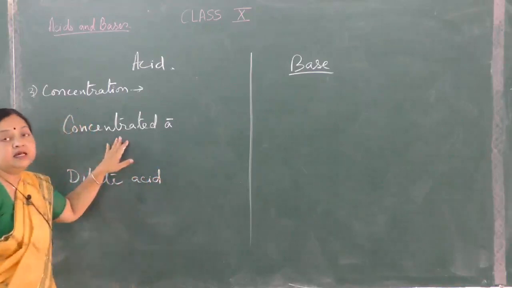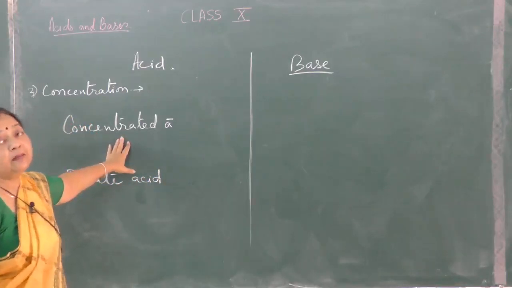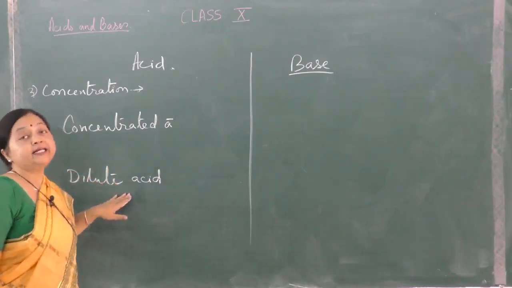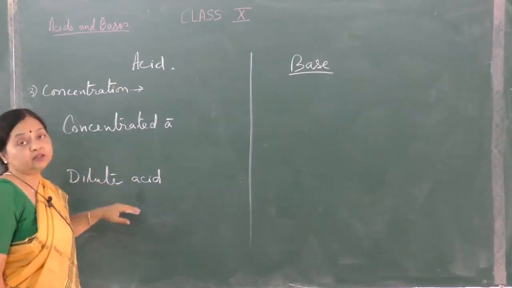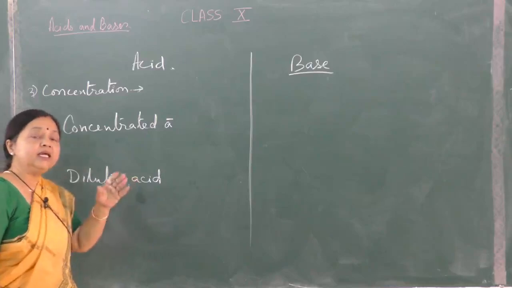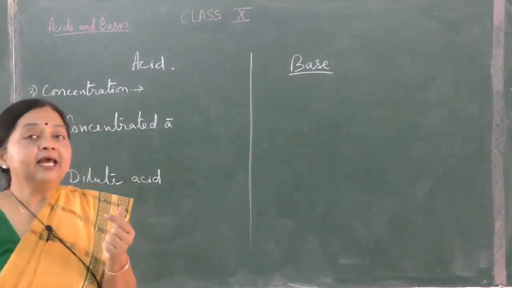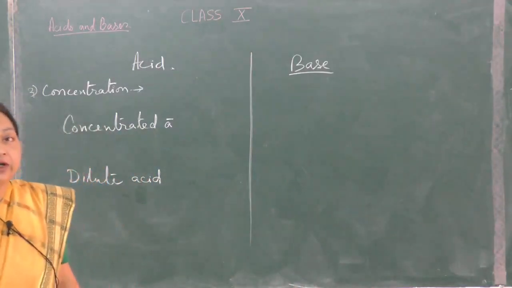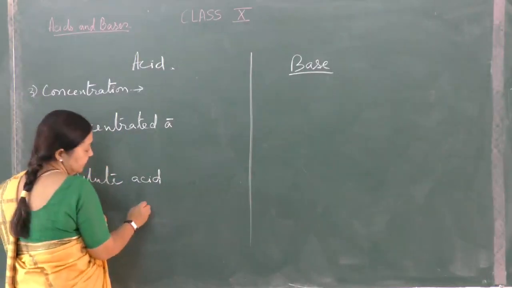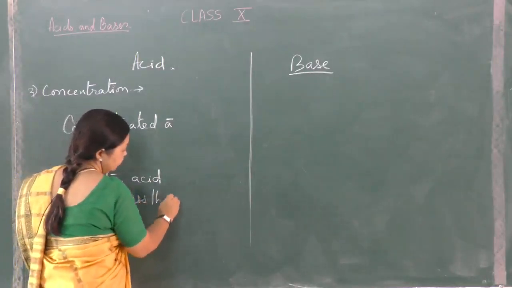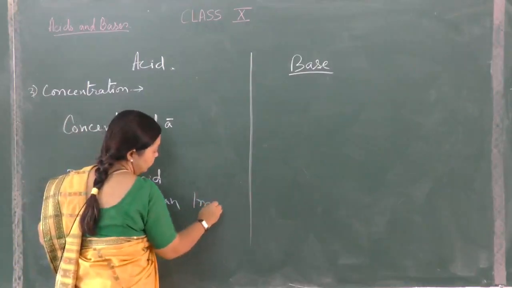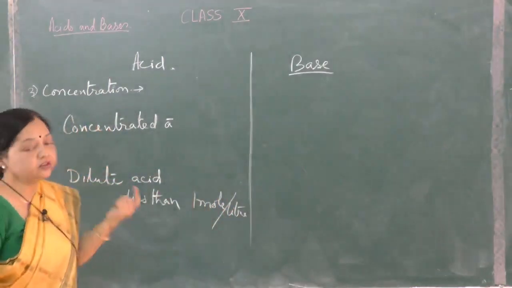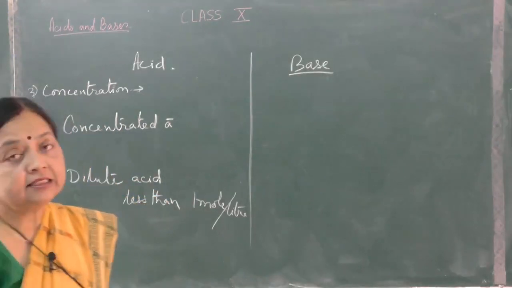In concentrated acids, the percentage of acid is much higher and the water content is less. Whereas in dilute acid, the water content is more and the percentage of acid in the aqueous solution is less. Now usually, if the concentration is less than 1 mole per liter, 1 mole means the gram molecular mass, then it is a dilute acid, and if it is more than 1 mole per liter, then it is a concentrated acid.